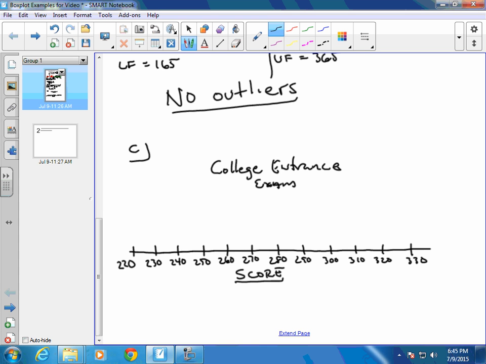And then to draw the box plot, the box part is going to go from your lower quartile, Q1, up to your upper quartile, Q3. All right, so here Q1 was 240, Q3 was 290. So the box part goes from 240 to 290. Our median was 265, so at 265 we're going to have a line through the center of the box. And then in the case of no outliers, the whiskers extend to the max of 330 and down to the min, which was 225.